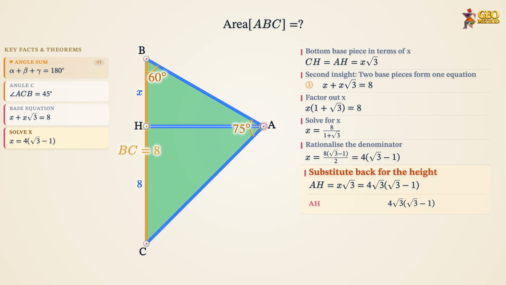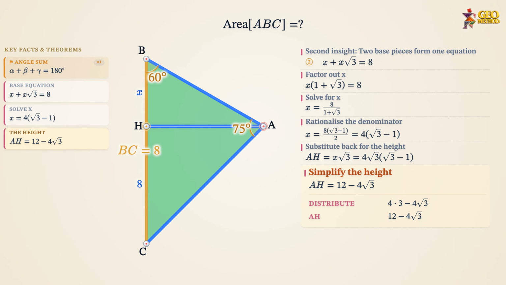Now, put that value of X back into the height. The height segment AH is X times the square root of 3, which is 4 times the square root of 3 times the quantity square root of 3 minus 1. Distribute the square root of 3 across the bracket. The square root of 3 times the square root of 3 is 3, giving 12. And the second term is 4 times the square root of 3, so the height is 12 minus 4 times the square root of 3, about 5.07.